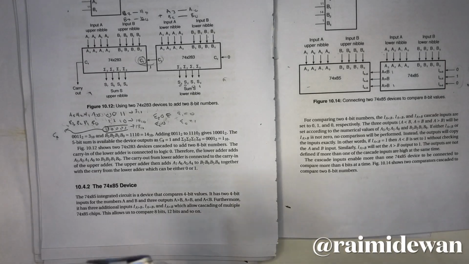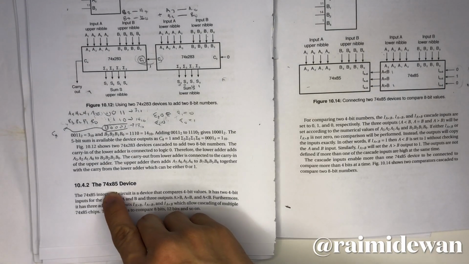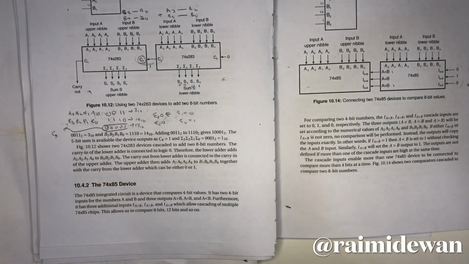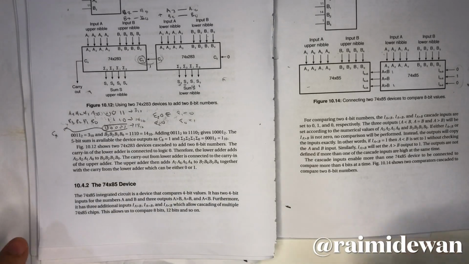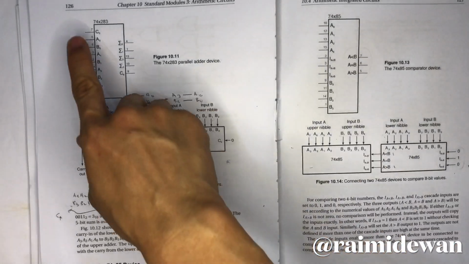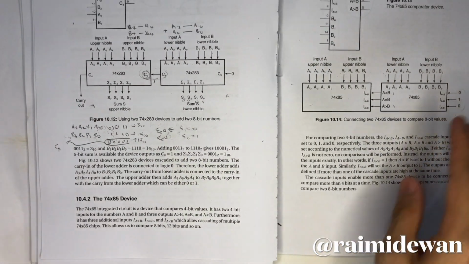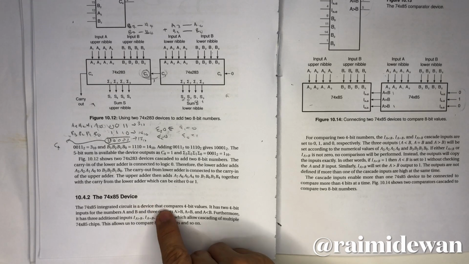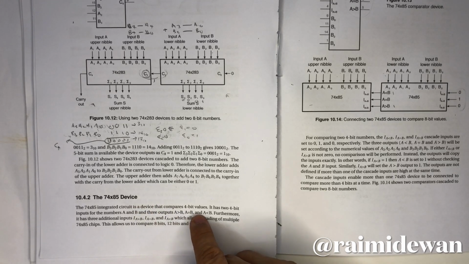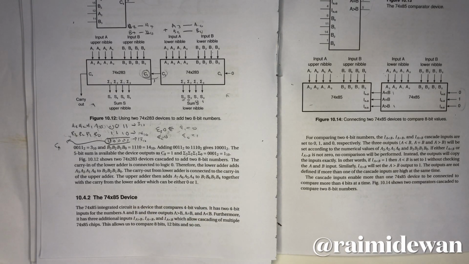Okay, now we continue with the 74x85 device. You can look at page 1 to 6 of the module. So the 74x85 integrated circuit is a device that compares 4-bit values, which means its limitation is 4 bits.